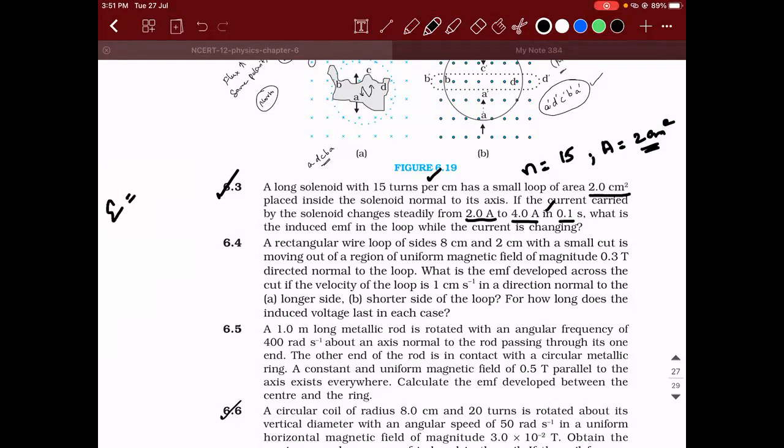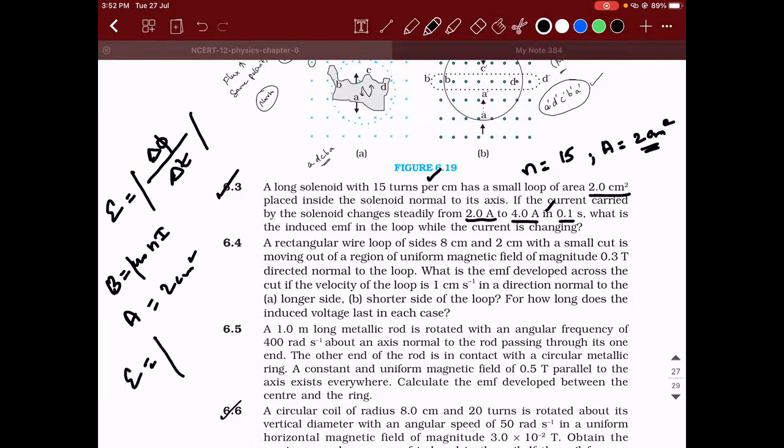So how to solve? EMF is equal to N into delta phi divided by delta T, or you can write delta phi by delta T in terms of magnitude. So what is delta phi? Here if you observe, the magnetic field is what, guys? Mu naught into small n into I. Area is 2 centimeters square. So what will be the value of flux?